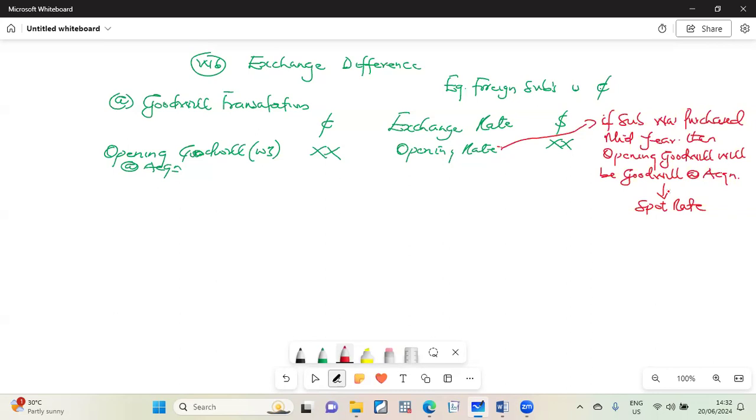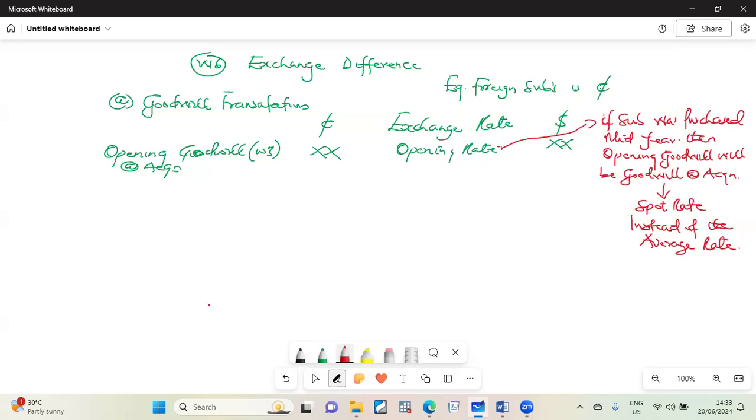The opening goodwill will be called goodwill at acquisition. And that means that you are going to apply the spot rate instead of the average rate. Take note of that. It's very, very important. So that said, let's continue our working. So that is for the opening rate.